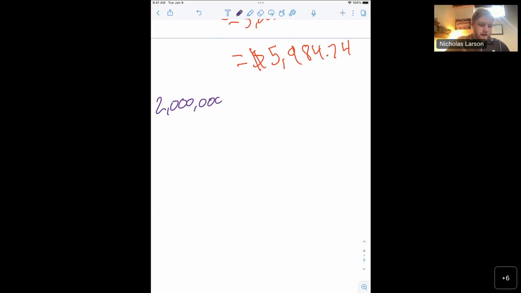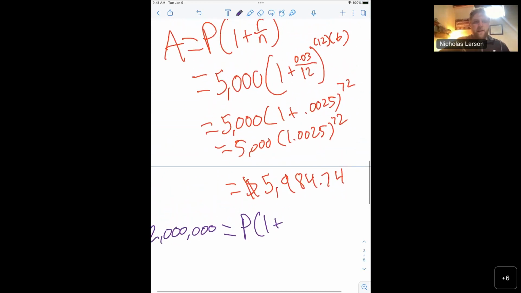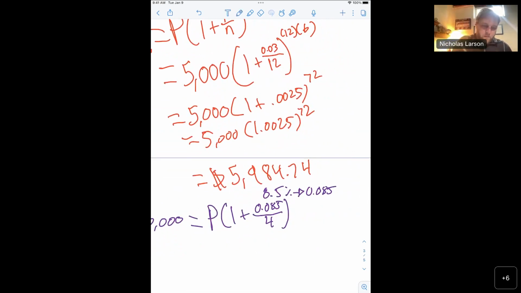So I'm going to put that over here. I'm going to put that for A. P is what I'm trying to find. 1 plus my R, my rate, it said 8.5%. So again, 8.5% as a decimal is 0.085. And it's compounded quarterly, which means divide by 4. And then my N value, we just said was 4. And then time we said was 45 years.